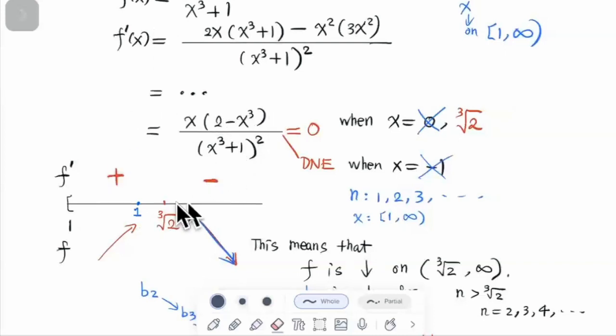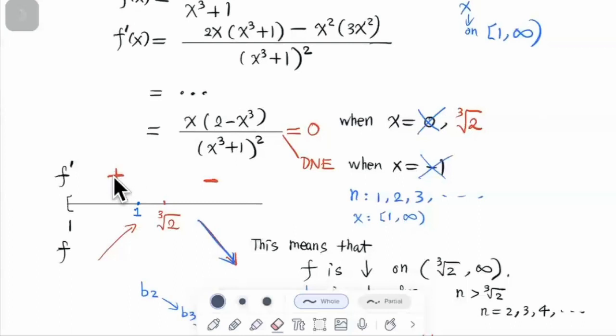When x is greater than this number, the 2 minus x cubed will be negative. And notice that all the others here will be positive. So the sign of the first derivative will be negative. When x is less than this number, this part here will be positive. This is positive, this is positive. So the first derivative will be positive.